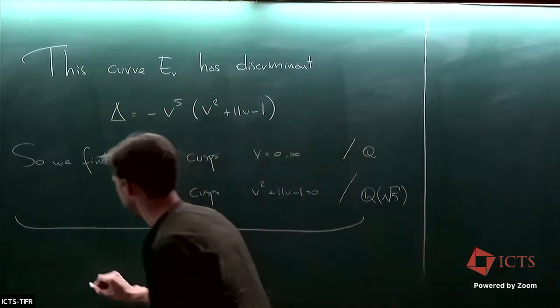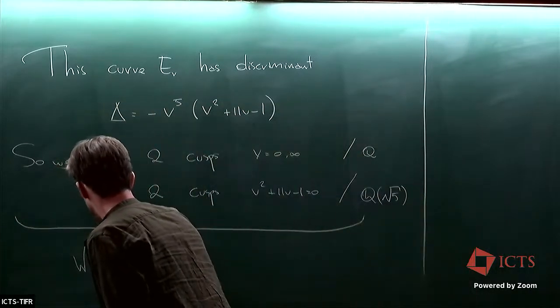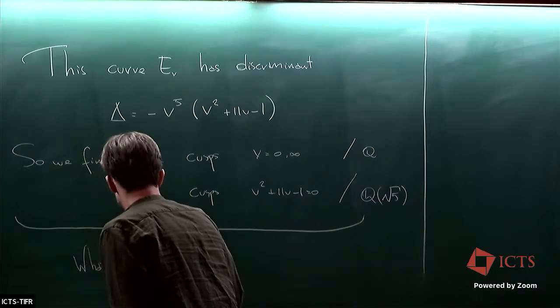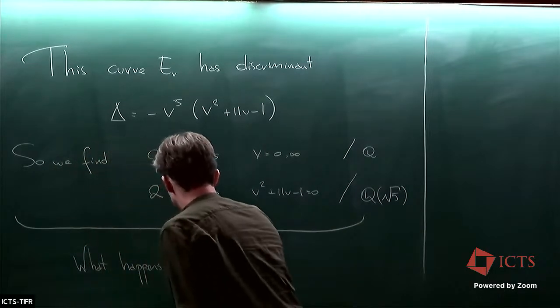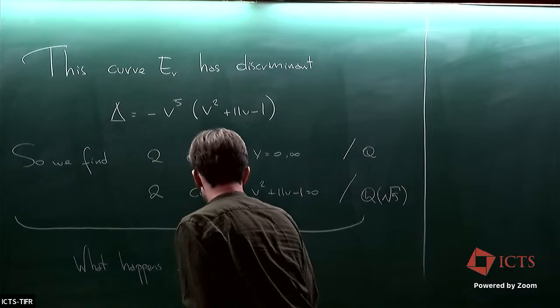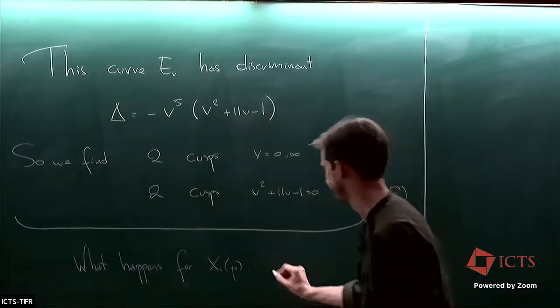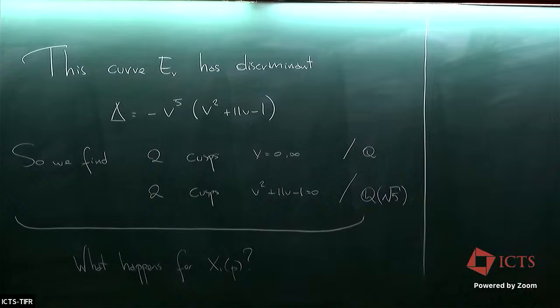what happens for X1(p) for some general prime p? How many cusps does it have? And what's the field of rationality of these cusps in general? What is this Q square root of 5 in general supposed to be?